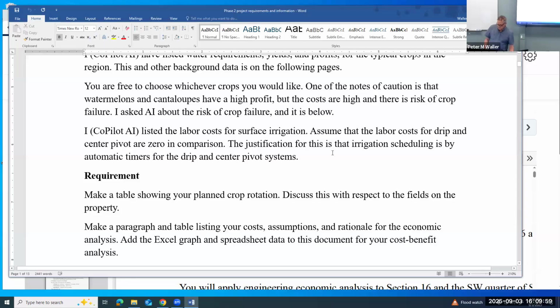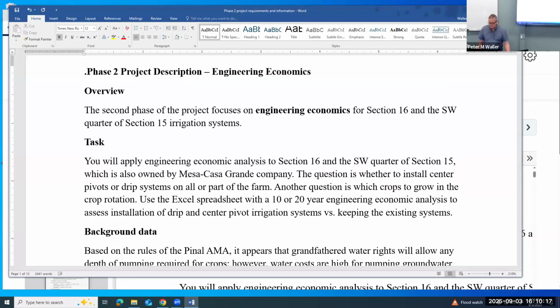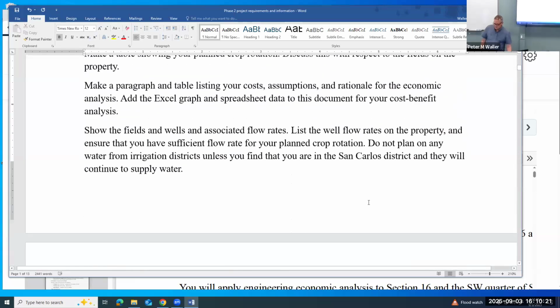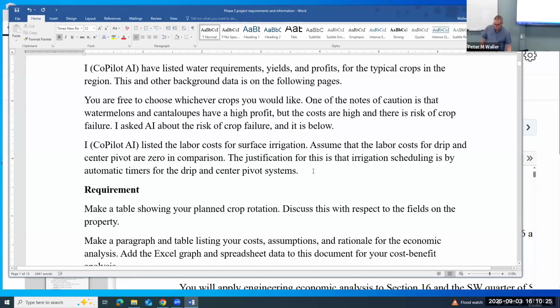Okay. So I'd like you to make a table to show your planned crop rotations. This is the requirements now. If you're just gonna grow alfalfa all the time, I think there's a limit. Like normally you can only keep your alfalfa in for 3 years. But as far as I'm concerned, you can just grow alfalfa continuously if you want to.